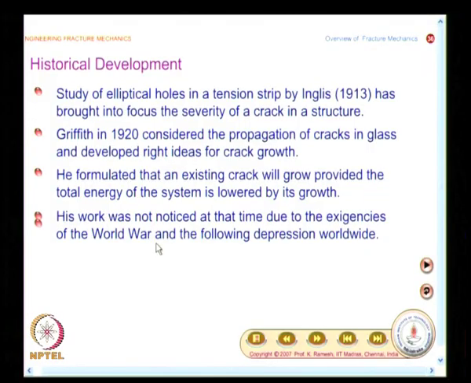The contribution of Inglis, you have to appreciate, he was able to bring out analytically that a crack is much more dangerous. Even though Griffith was able to formulate his ideas, his work was not noticed at that time due to the exigencies of the world war. It happens, somebody does scientific work, only if there is peace all around, people will notice his contribution. And after the world war, there was also depression. So, people were worried with day to day living. So, they were not really worried about science. So, it was not noticed.